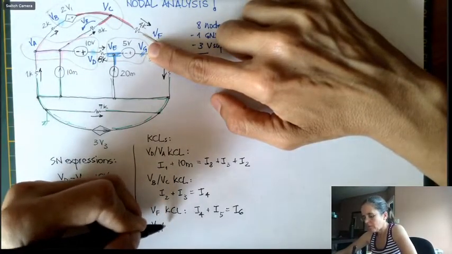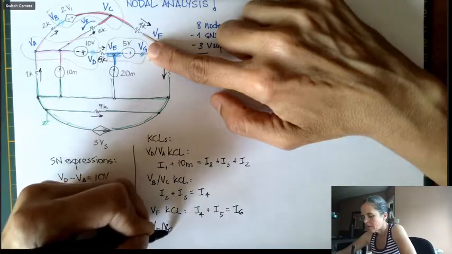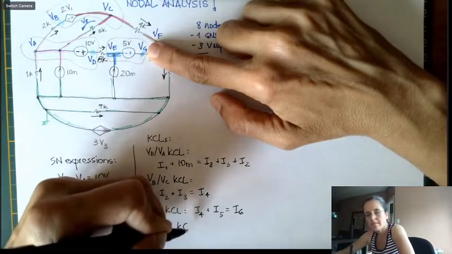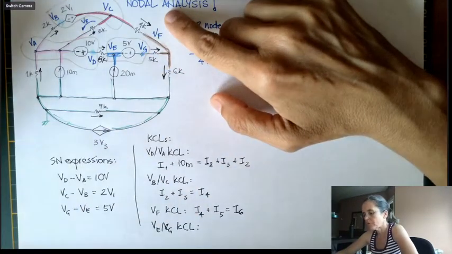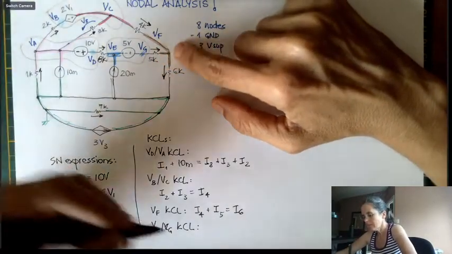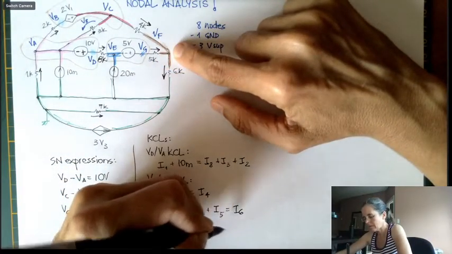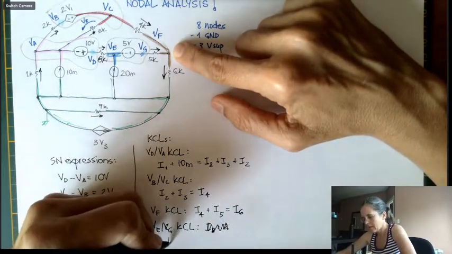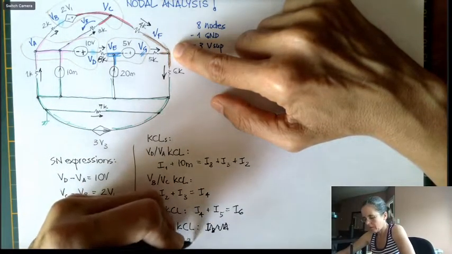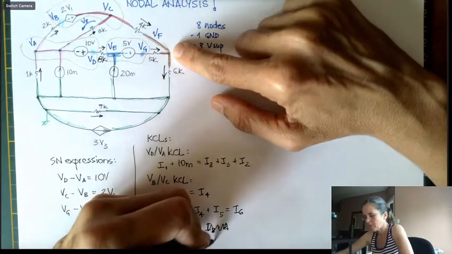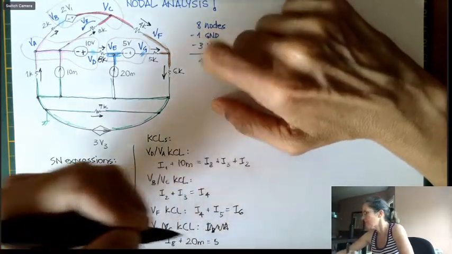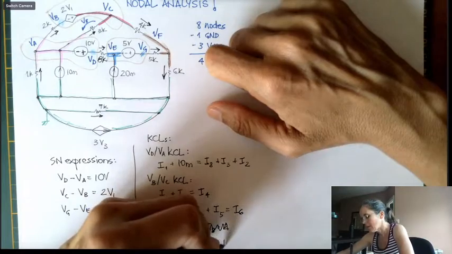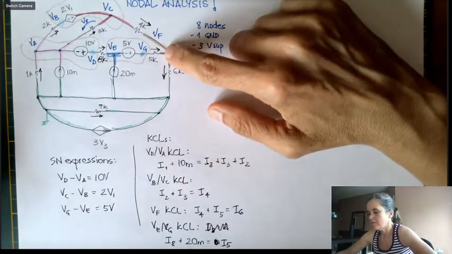And this guy here is the last KCL. It's the VG KCL. Oh man, sorry. Which is I8 is 20 milli. Oopsie, no. It is I8 plus 20 milli equals I5. Okay, I'm having problems here.